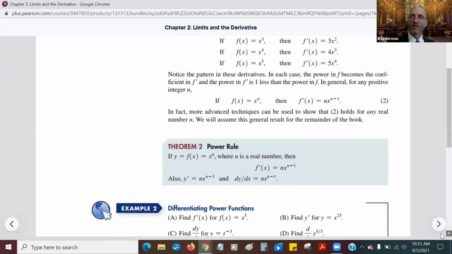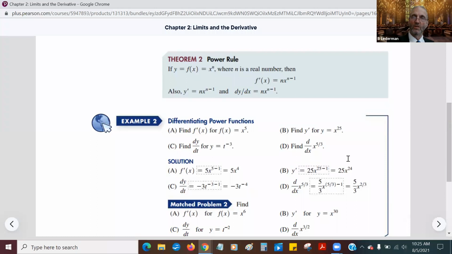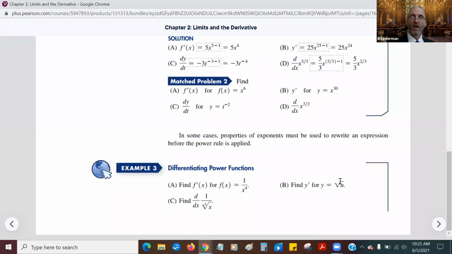So the derivative of x to the 25th is going to be 25x to the 24th. The derivative of x to the 5th is 5x to the 4th. The derivative of x to the negative 3 is going to be negative 3 times x to the negative 4. The derivative of x to the 5/3 is going to be 5/3 times x to the 2/3, because 5/3 minus 1 is 2/3. And that is the story with that.